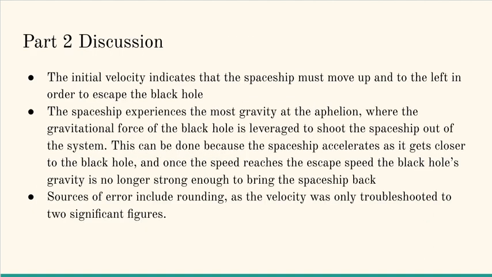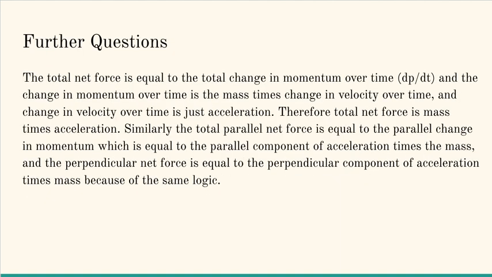Okay, so the initial velocity indicates that the spaceship must move up and to the left in order to escape the black hole. The spaceship experiences the most gravity when it's closest to the black hole, at that shortest distance we mentioned, and it uses that monumental force of gravity at that point to launch itself away from the black hole. Sources of error include rounding error, as the velocity was only troubleshot to two significant figures, and also propagation of that error because of iteration.